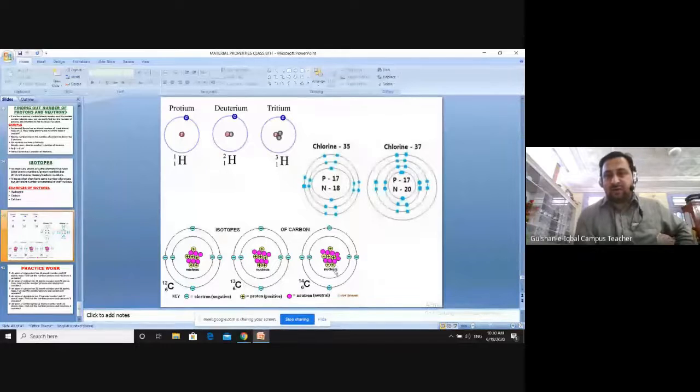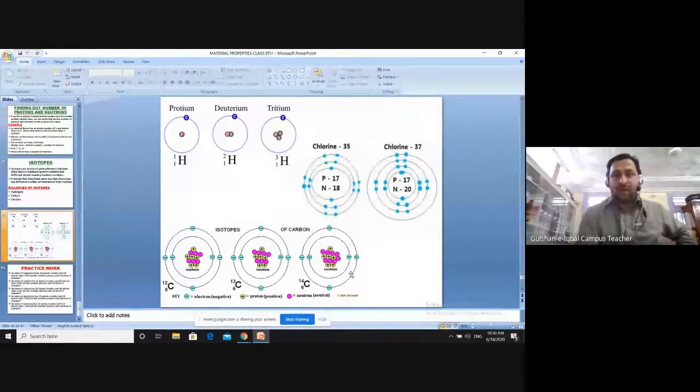Look at the next one. It has again 6 protons. Proton number is 6, but the nucleon number becomes how much? You can count it out. 1, 2, 3, 4, 5, 6, 7, 8. Okay, 8 neutrons are present over here. 6 protons, 8 neutrons are present. It means that its nucleon number is 14. It is called carbon 14.